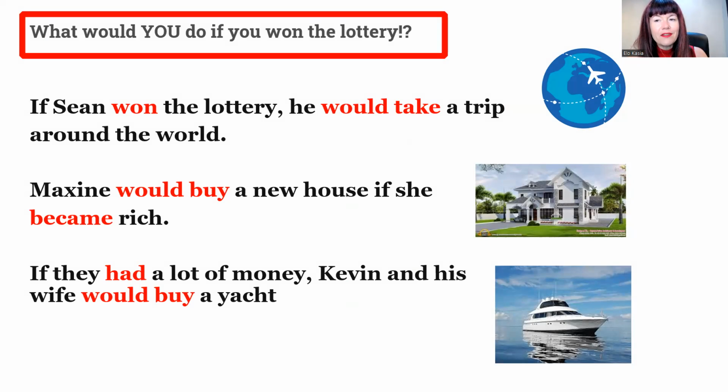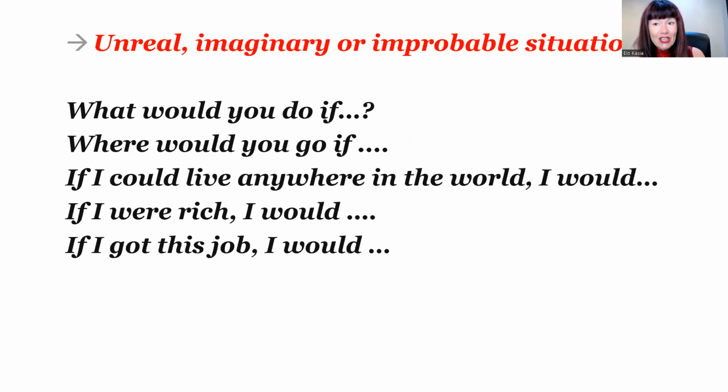Okay, so we've got 3 different sentences here, right? But they have one thing in common. So the question is, what would you do if you won the lottery? If Sean won the lottery, he would take a trip around the world. Maxine would buy a new house if she became rich. If they had a lot of money, Kevin and his wife would buy a yacht. So what do we call such sentences that describe unreal, imaginary, or improbable situations?